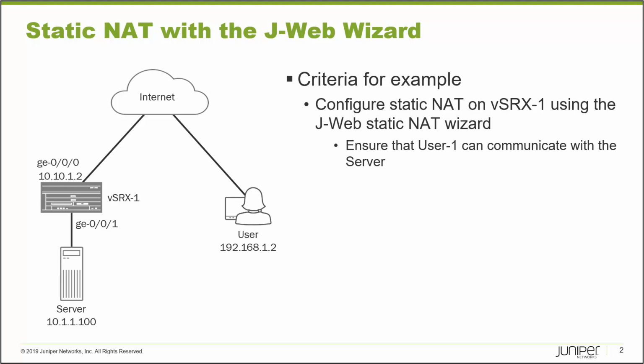Now, we could set up a source NAT rule and then a destination NAT rule to basically do the same thing. But what we want to do here is use one function, in this case, static NAT, to enable bidirectional communication. So the server can initiate communications to the user and the user can initiate communications to the server. And then with configuring this, we want to use the J-Web static NAT wizard to do that for us. So let's go ahead and jump to vSRX1, and we'll get into the J-Web and get this going.